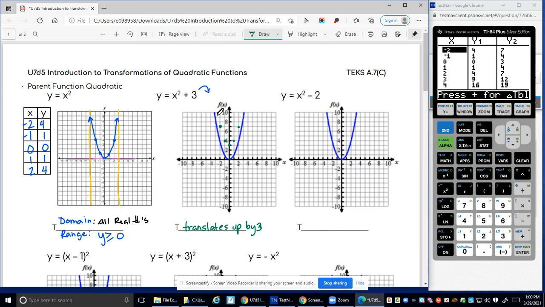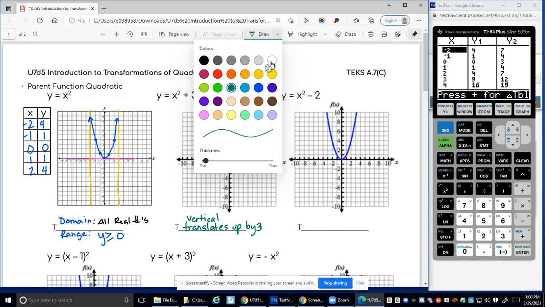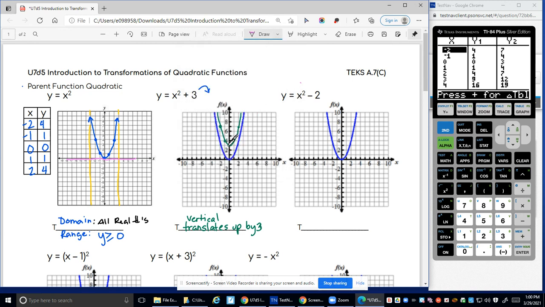We're taking that same parabola, which is the name of this shape, and just sliding it up. Everything is shifting up, and we count 1, 2, 3. Translate up by 3. It's a vertical translation, vertical just meaning up and down. I'll draw some little lines to show that. So the +3 means we translate up by 3.